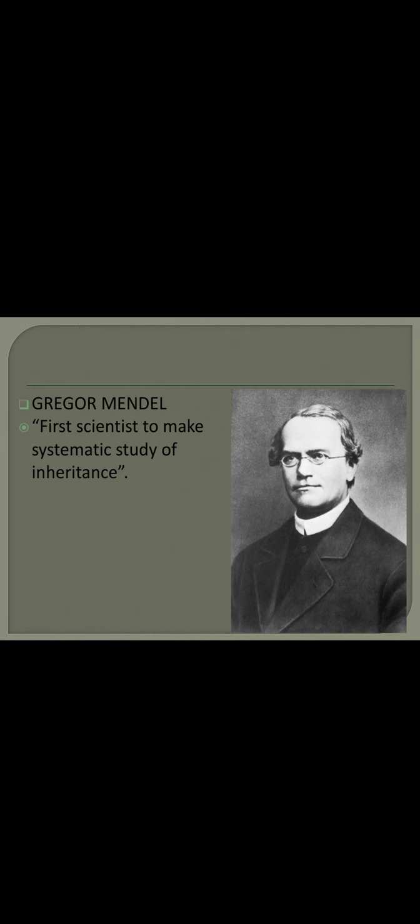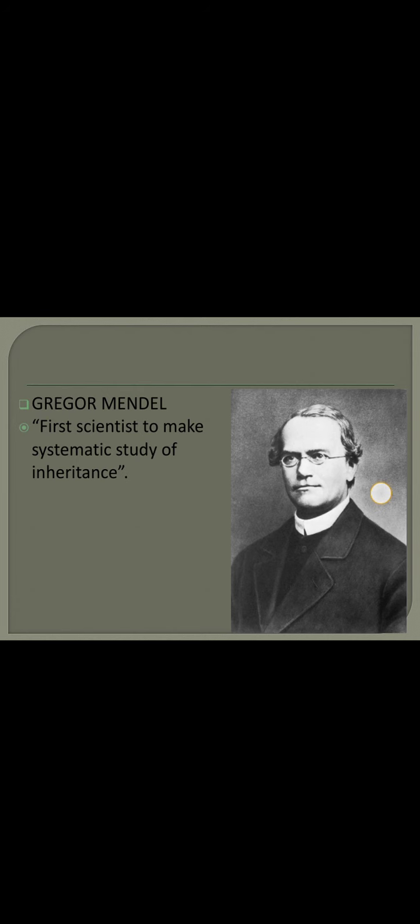So, let us begin. Children, we know that Gregor Mendel was the first scientist to make a systematic study of inheritance. So, we need some evidence, some proof to understand this inheritance. He gave a complete picture of the systematic study of inheritance, and we know that he was very good at mathematics, wherein he could apply his mathematical knowledge to this discovery.